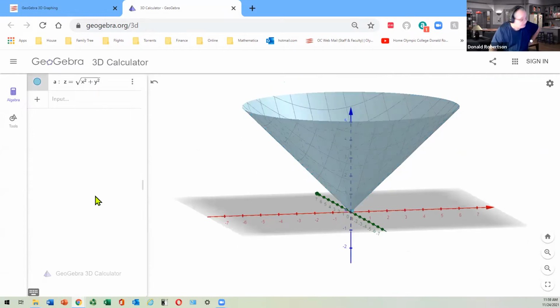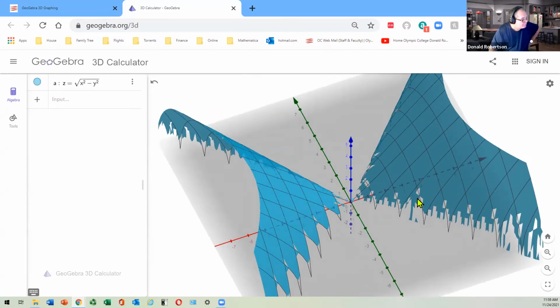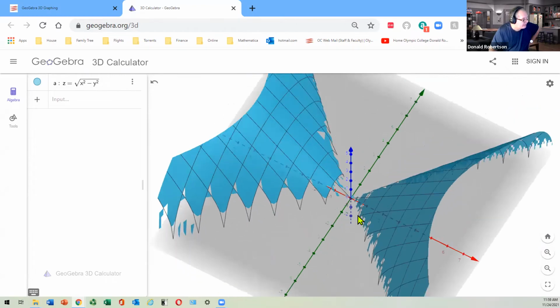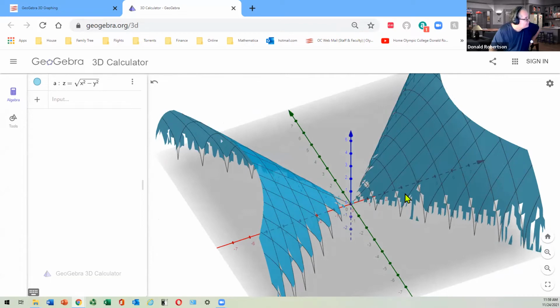Now, if I just change one thing, make that negative, wonder what's going to happen. And those little gaps and spaces are just artifacts of the software. They're not there. You can imagine that being a perfectly smooth situation. But the reason some of these are disappearing is almost certainly that some of these values do not exist as real numbers.